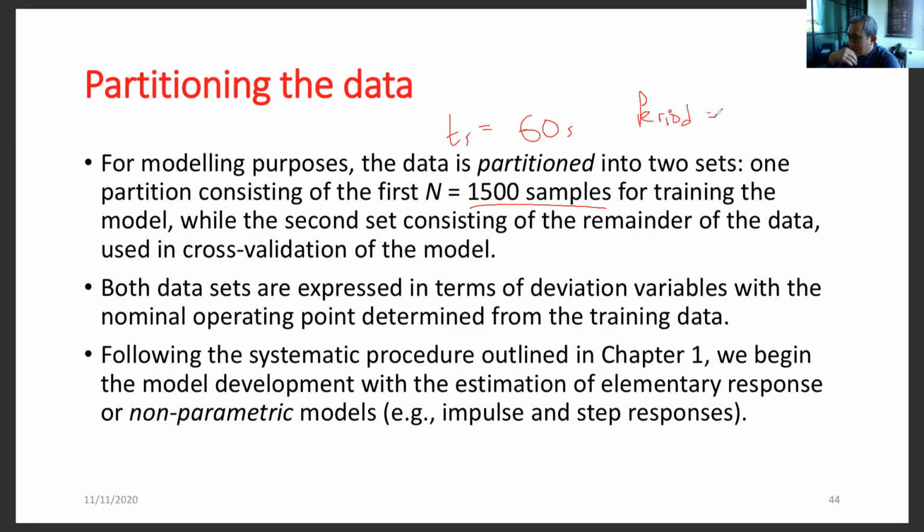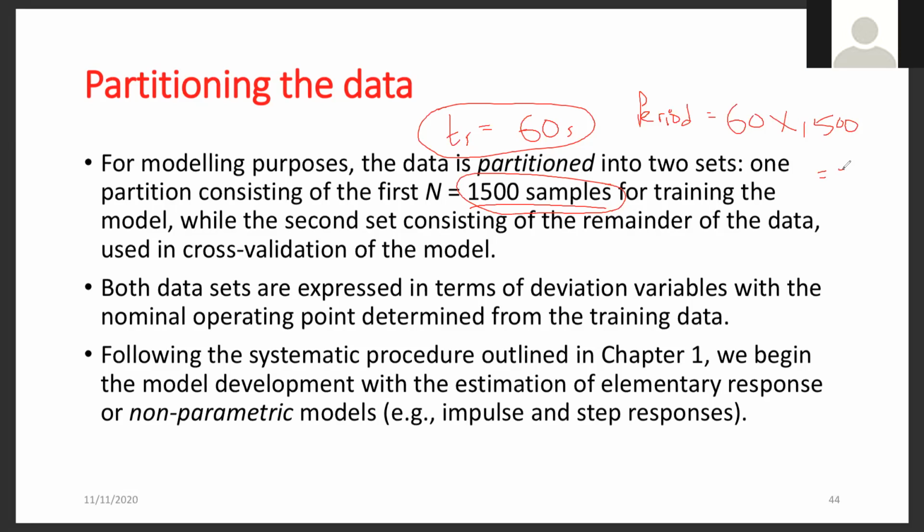Who knows? Just asking. 1,500 samples. From one sample to another sample is 60 seconds. So what is the experiment period? 1,500 times 60, right? How much? 90,000 seconds. Okay.